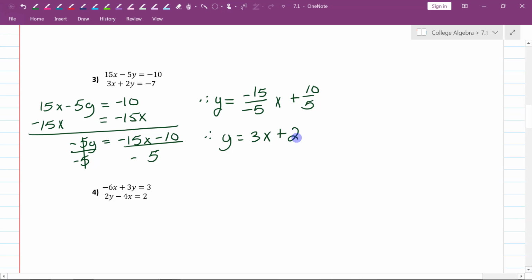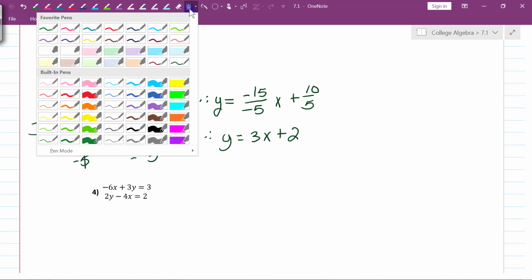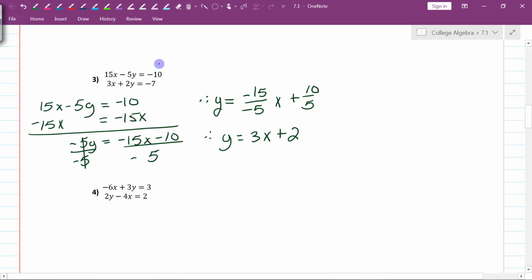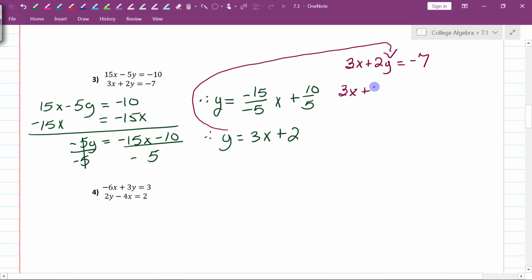So I'm going to take this y that I solved for the first equation, and I'm going to substitute it into the second equation right here and solve for my variable. So my second equation is 3x plus 2y is equal to negative 7. I'm going to take this value right here and I'm going to plug it in right there. So I end up with 3x plus 2 times 3x plus 2 is equal to negative 7. Use the distributive property and distribute the 2.